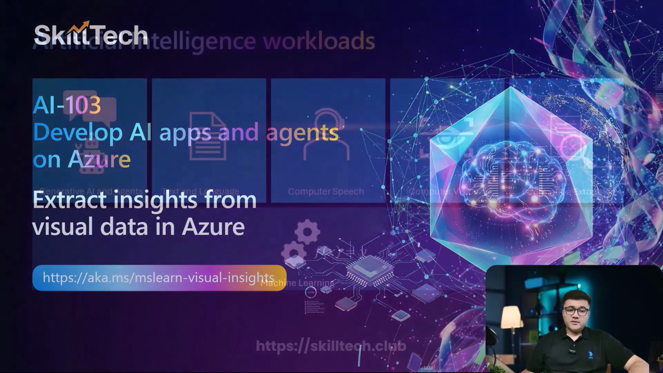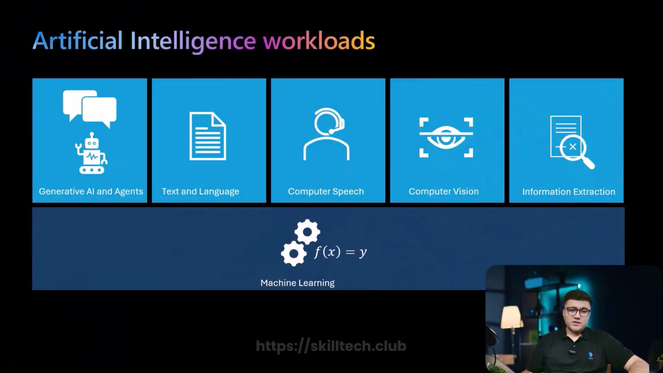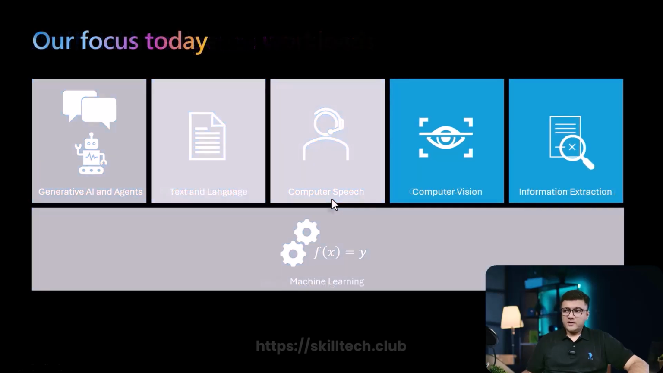I hope you remember that we have covered so many modules in which we have focused on generative AI and agents, text and language, computer speech, and so on. For today, we are going to focus on computer vision and information extraction. These are the final two modules, which basically carry 25% weightage of the AI-103 course. And that's exactly what we are going to focus on now. So without wasting time, let's get started with our first module.